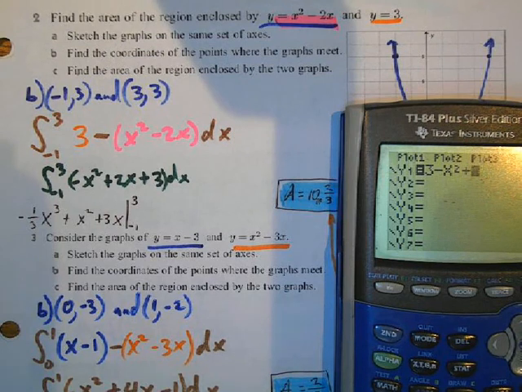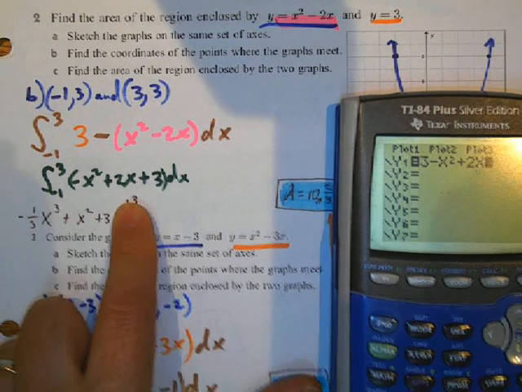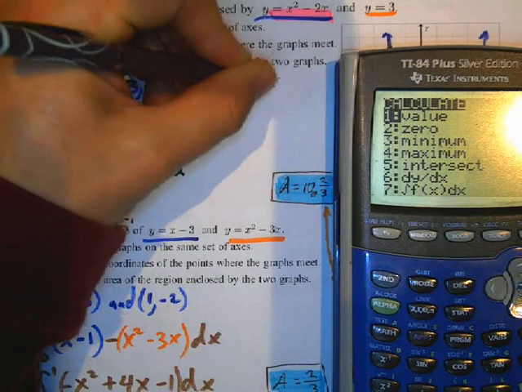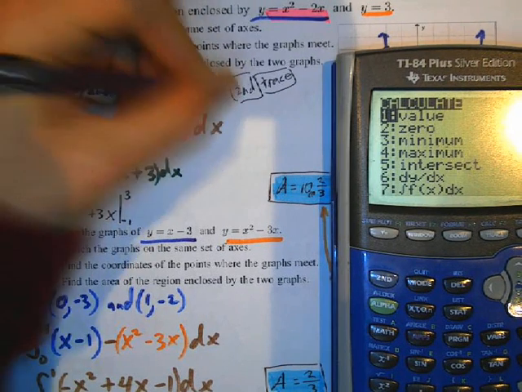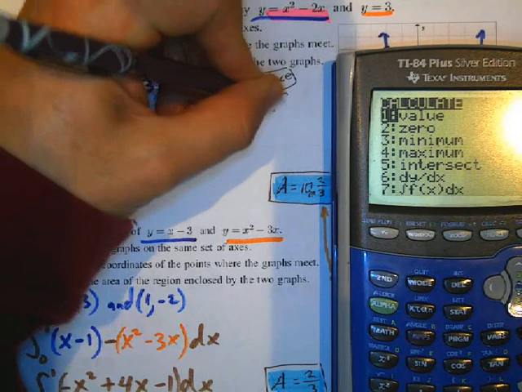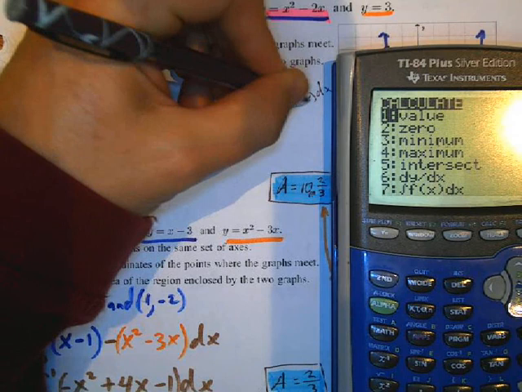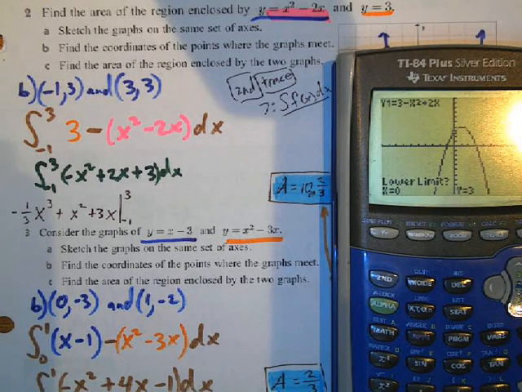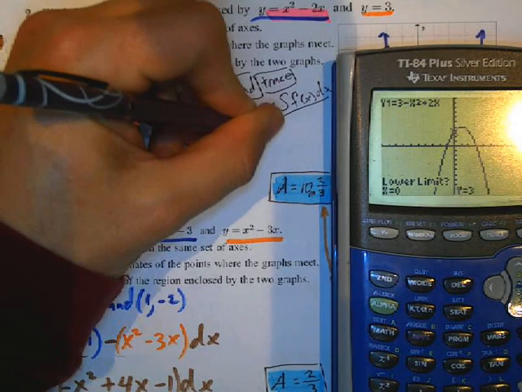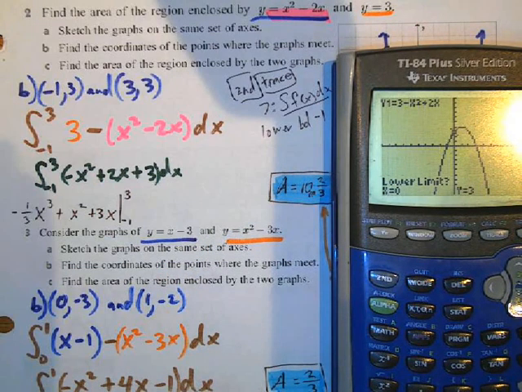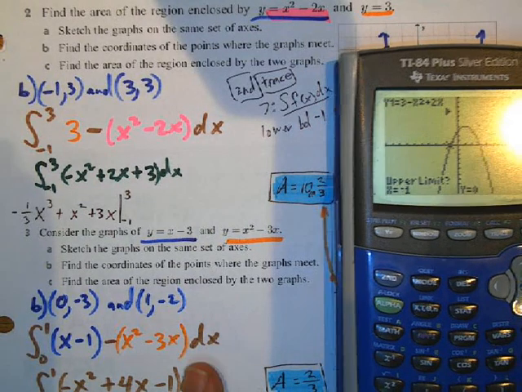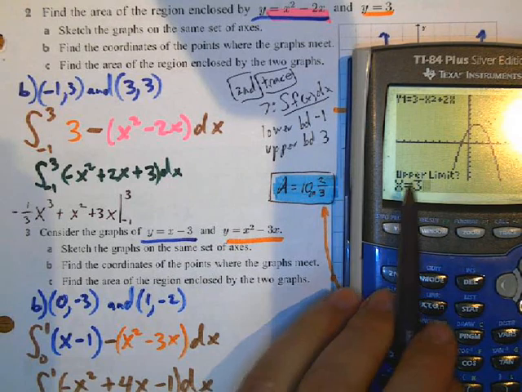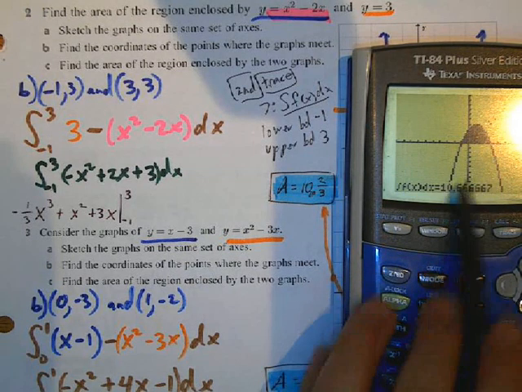Okay, and I'm going to do second trace, and I'm going to hit 7 to take the antiderivative, enter, and it draws my graph. My lower bound is -1, so I type in -1, enter. My upper bound is 3, so I hit 3 and enter, and then it shades it in, and it says the area is 10.66 repeating, or 10 2/3.